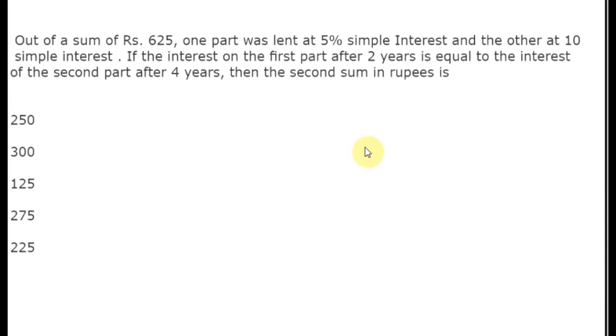Alright, let's have a look at a question from simple interest. The question reads something like this. Out of the sum of rupees 625, one part was lent at 5%, another at 10%. If the interest on the first for 2 years is equal to the interest on the second for 4 years, find the second sum amount.